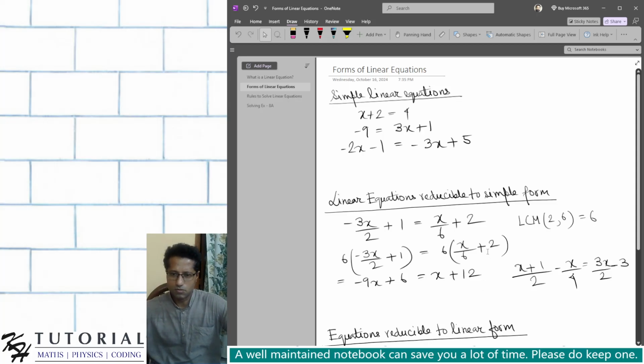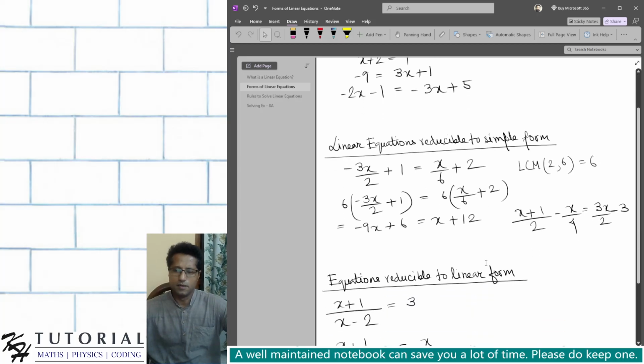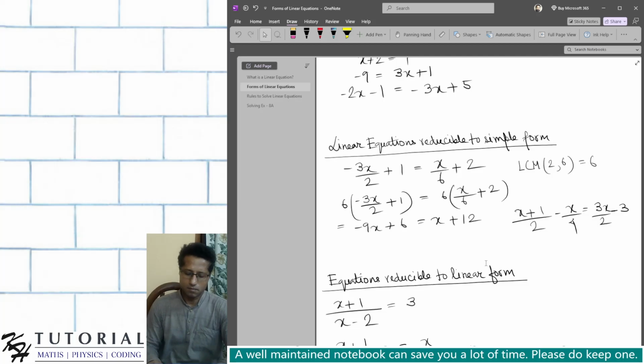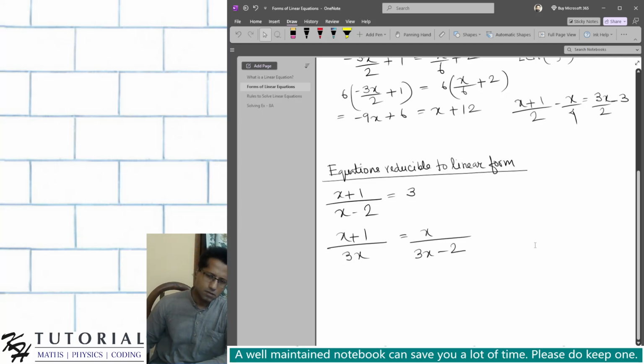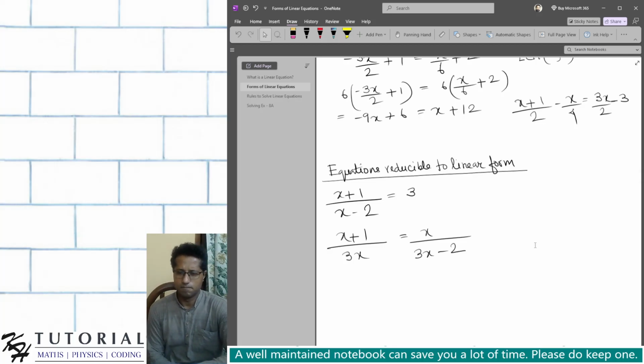Then we discussed linear equations reducible to simple form, that is any equation in the linear form but having rational terms. By multiplying both sides by some constant number, it can be reduced to simple form. Then we discussed equations reducible to linear form. So equations which are not in linear form, by doing cross multiplication, can be reduced to a linear form.